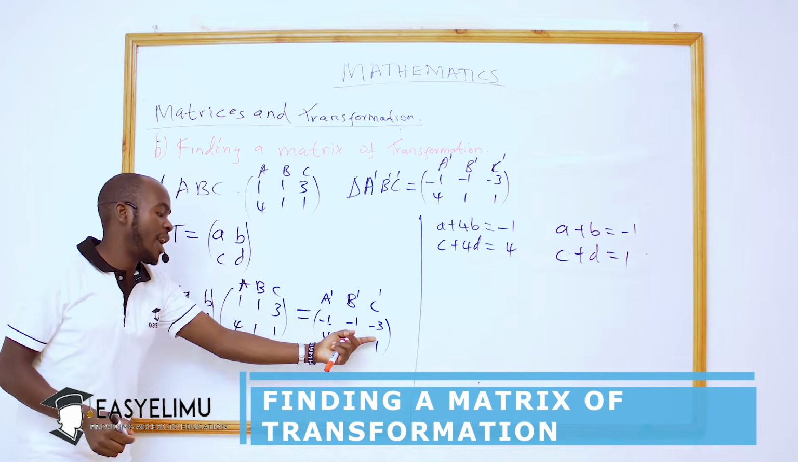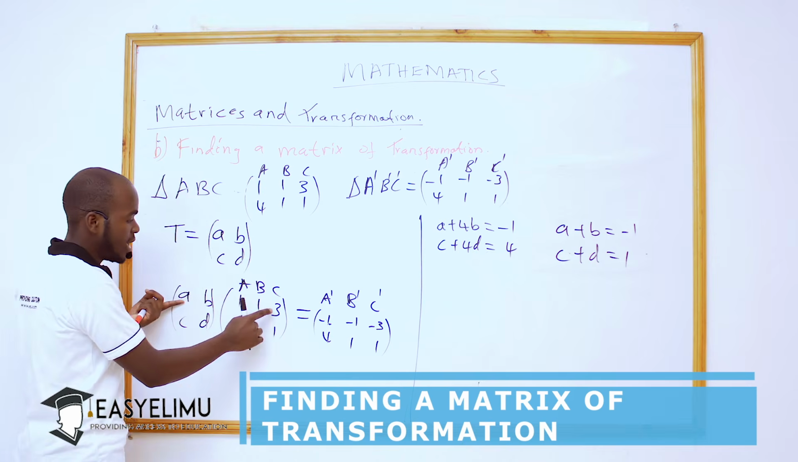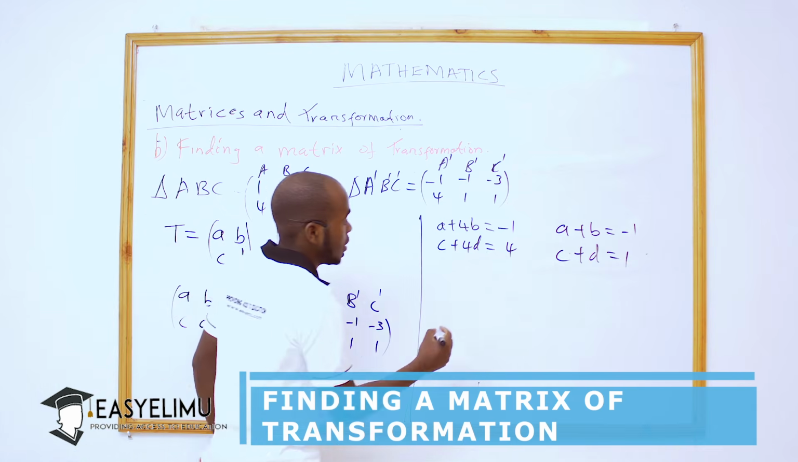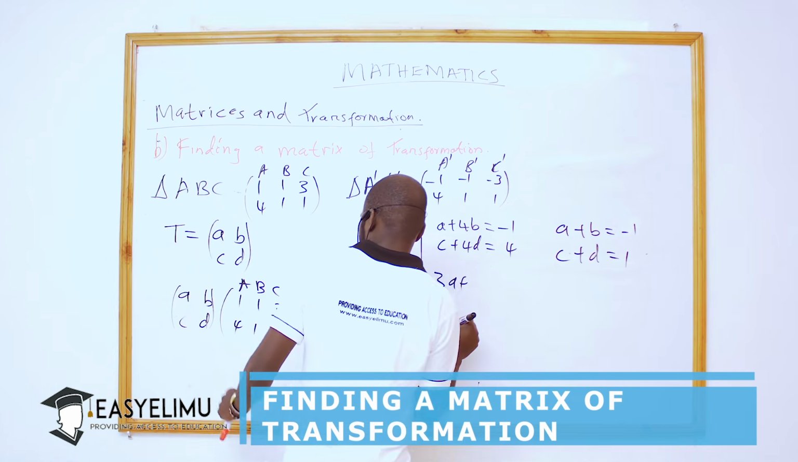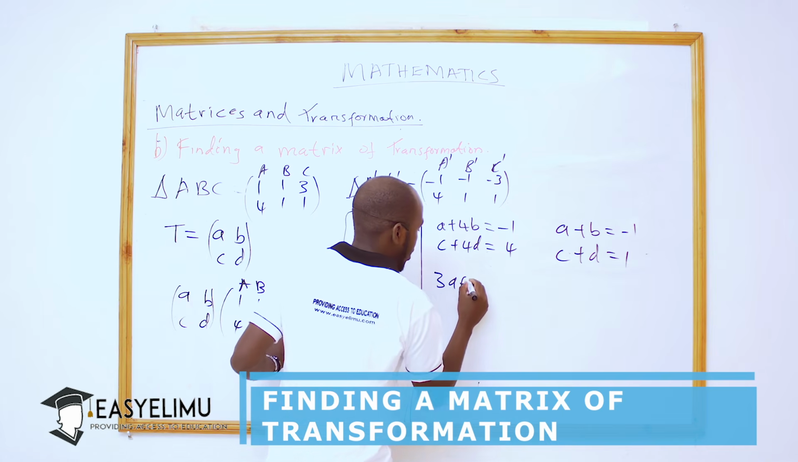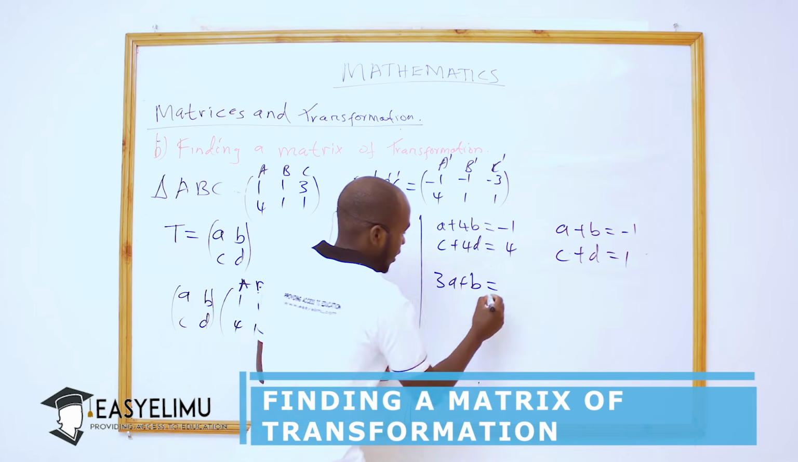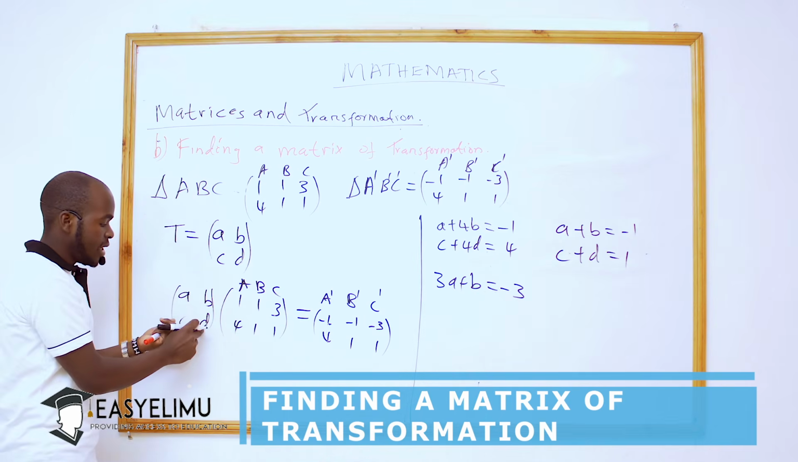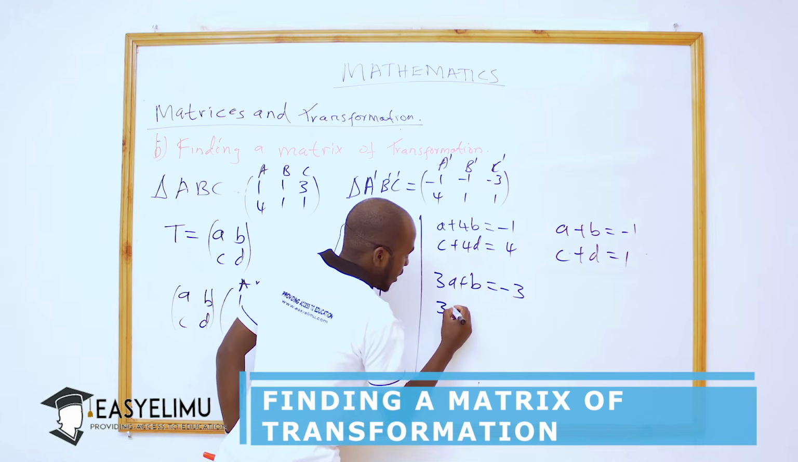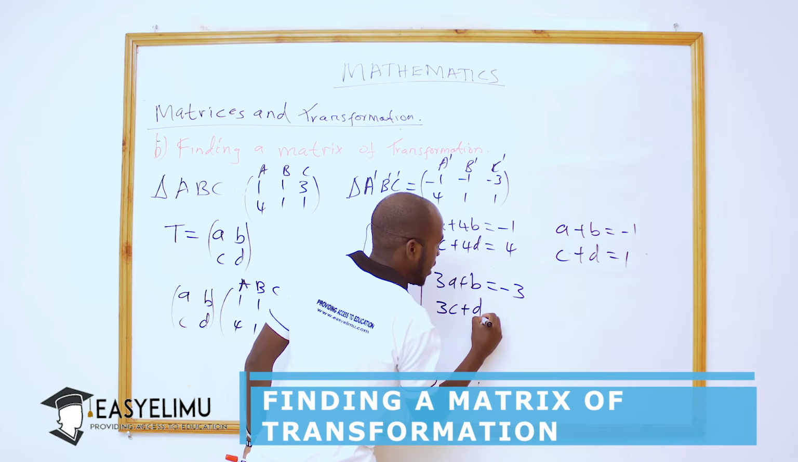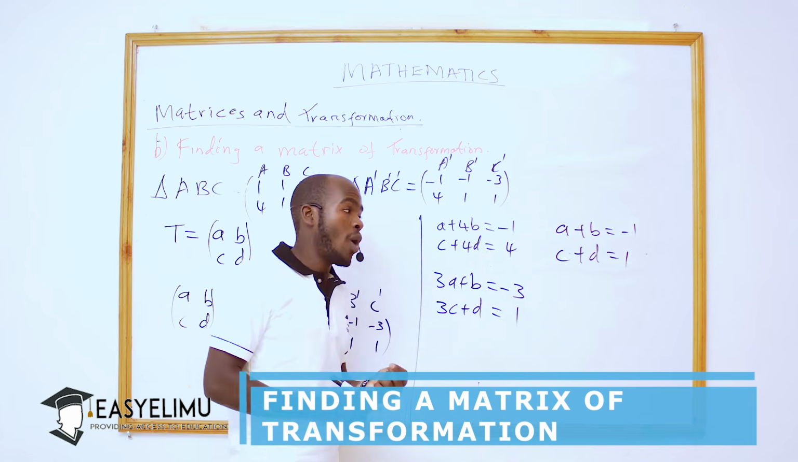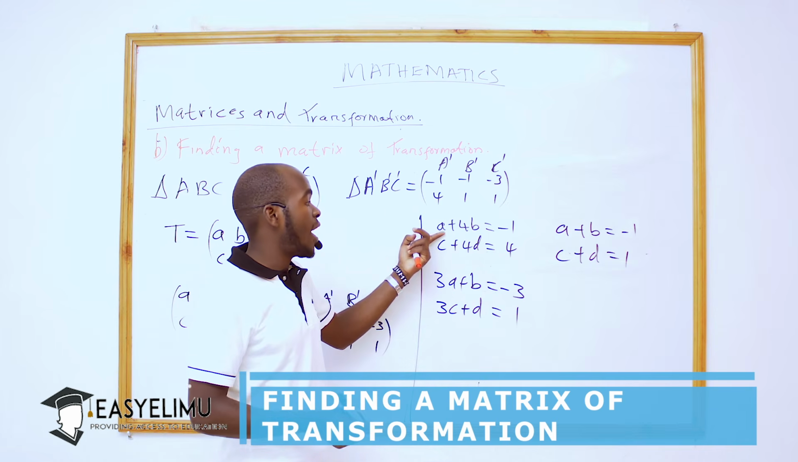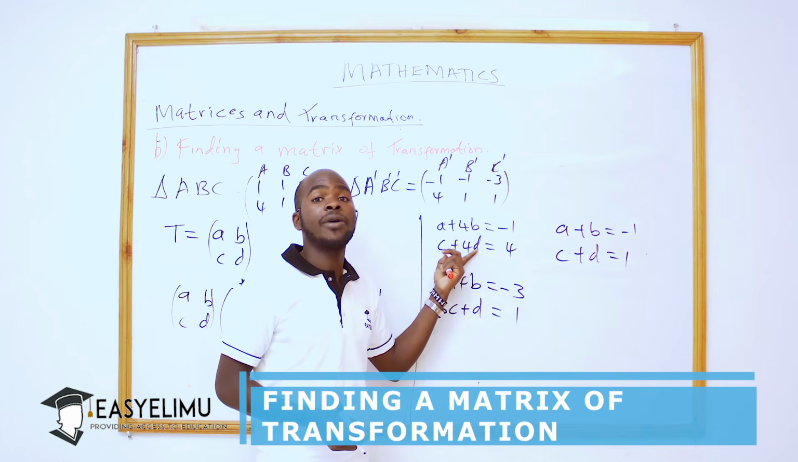Then for the final one, A multiplied by 3 plus B multiplied by 1, that is 3A plus B is equal to -3. The remaining will be C by 3, D by 1, and you get 3C plus D is equal to 1. Now we need to find the individual values of A, B, C, and D.